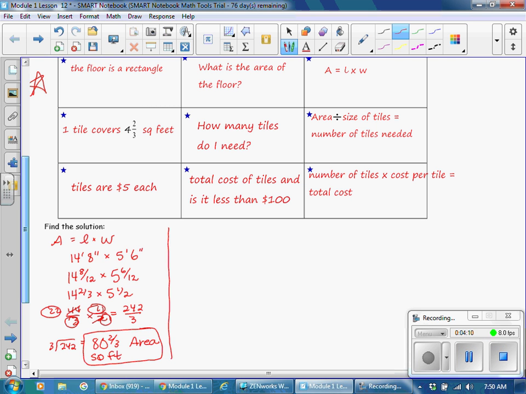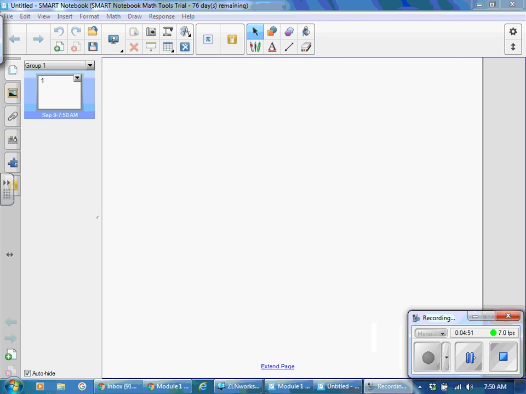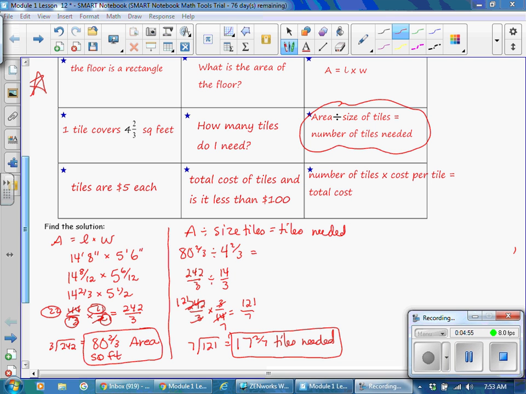The next step is to find out how many tiles we need. And we know that we are going to calculate the area divided by the size of the tiles. So here we have the area divided by the size of the tiles, and that's going to give us the tiles we need. Our area is 80 2/3 divided by the size of the tile, which is 4 2/3. So pause the video while you calculate that answer. So we've calculated the number of tiles that we need, and we came up with 17 2/7 tiles needed. Now you won't be able to buy 2/7 of a tile, so we're going to round that up to 18 tiles. So we are going to buy 18 tiles.